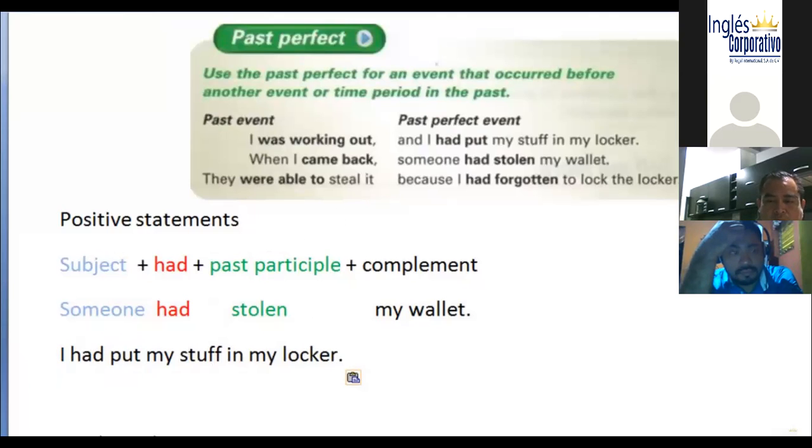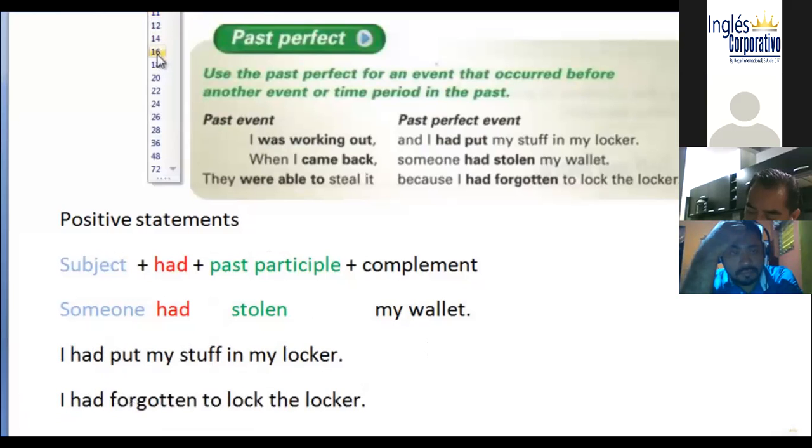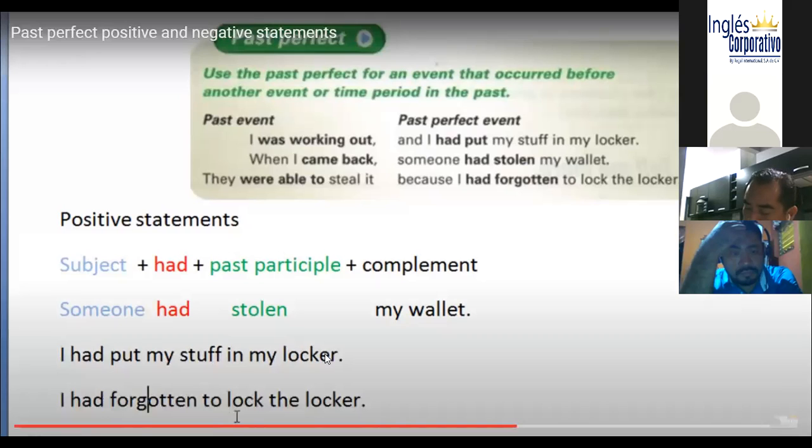Finally, we have another sentence that we want to emphasize, and let me do that right now. Okay, so we have, I have forgotten to lock the locker. So once again, the subject in that sentence is I, auxiliary verb have, the past participle of the verb forget, it's forgotten, and then the complement becomes to lock the locker.